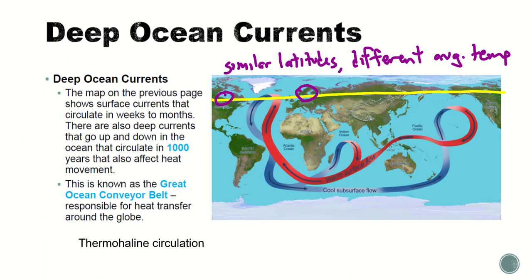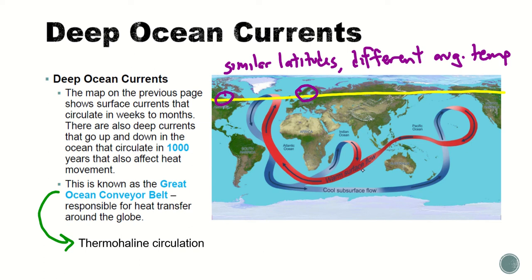Deep ocean currents. In addition to surface currents, we have deep ones. So what the deep currents are is they go up and down the ocean and circulate in 1,000 years and affect heat movement. This is known as the Great Ocean Conveyor Belt, and this is responsible for heat transfer around the globe. You also may hear it termed thermohaline circulation, a little bit more of a scientific term. Thermo means heat, haline means salt. So you're talking about the temperature of salt water being circulated.